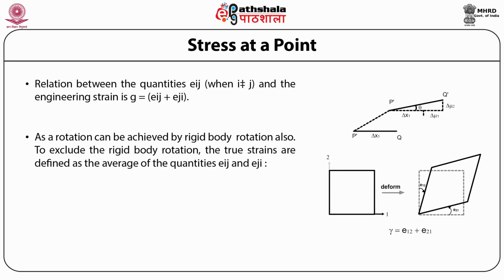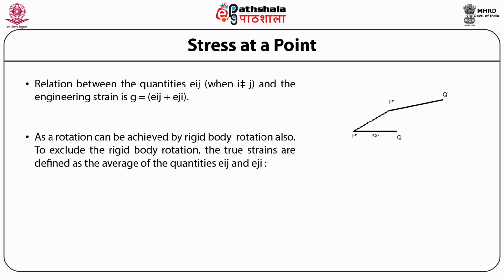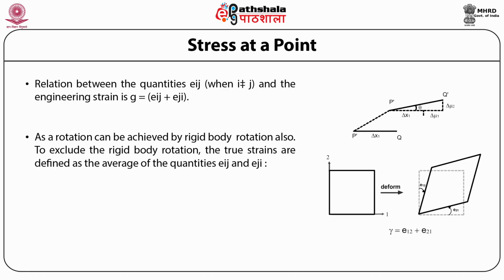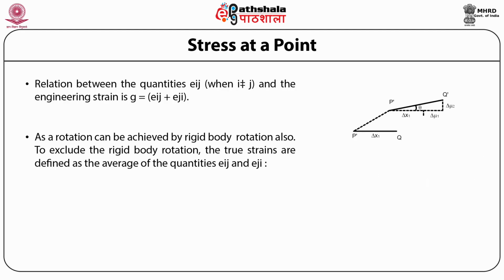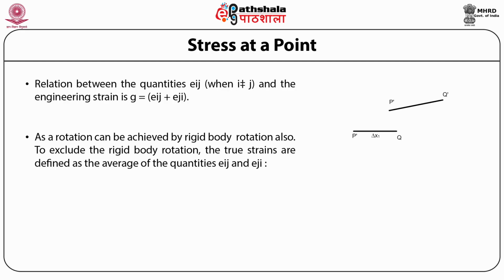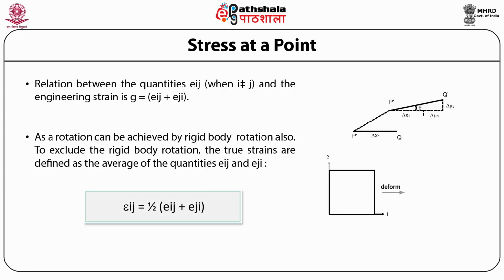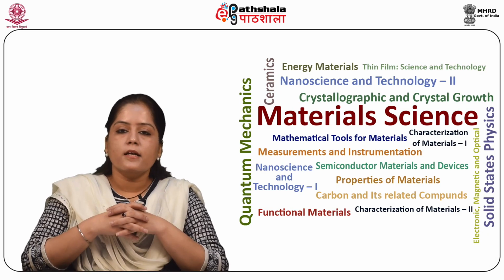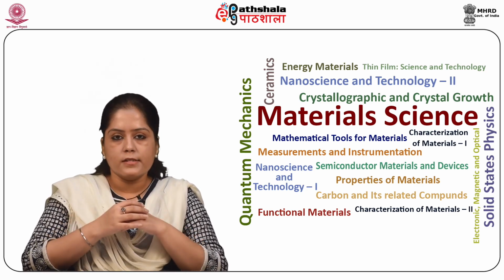A rotation can be achieved even by a rigid body rotation and not only by deformation. The quantities eij include the rigid body rotation also and the rotation by deformation only. Epsilon is obtained by taking the average of the quantities eij and eji, that is, epsilon ij equal to half of eij plus eji. Elastic constants of single crystals.